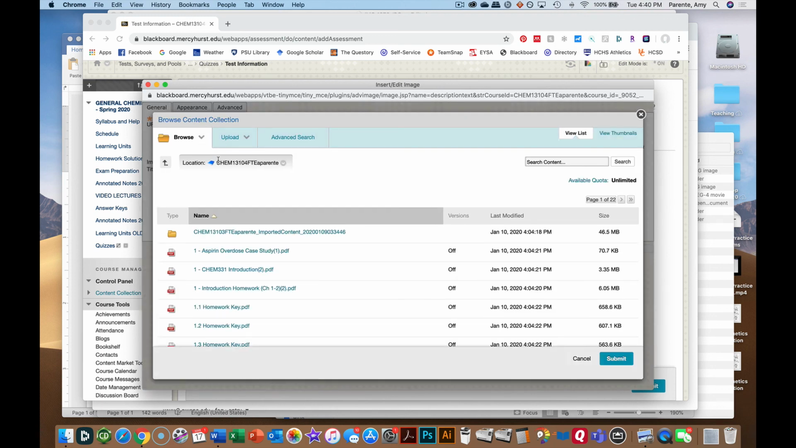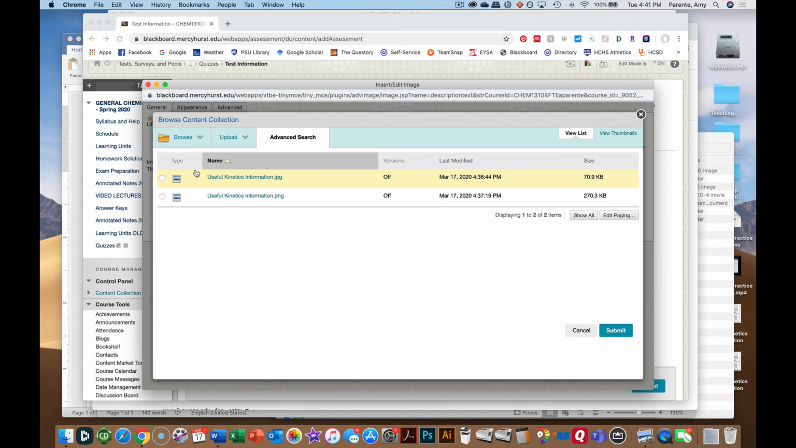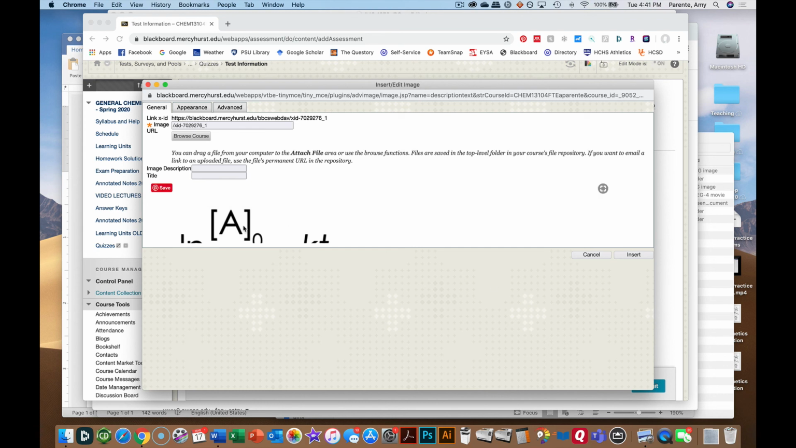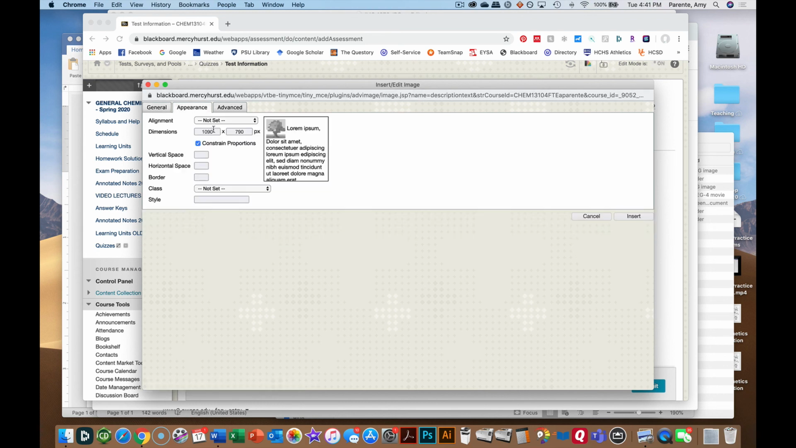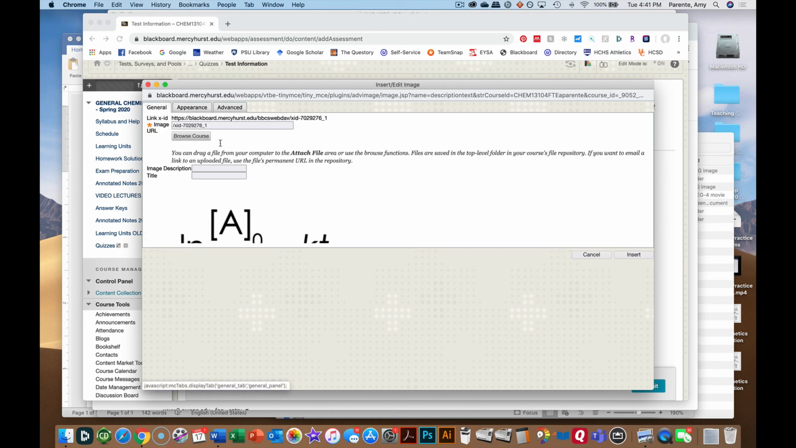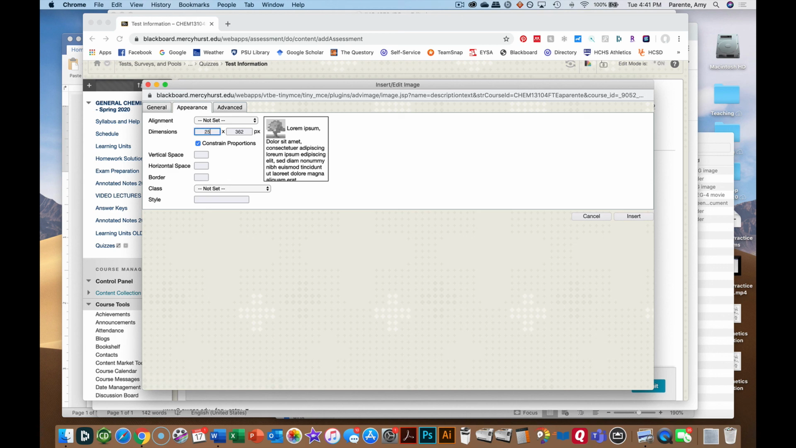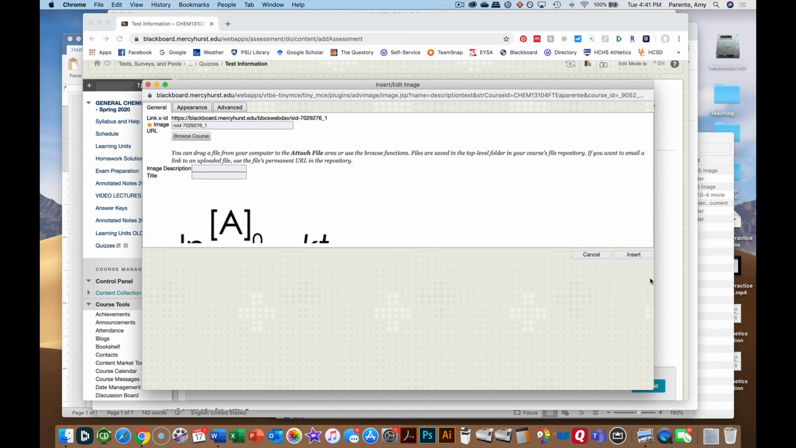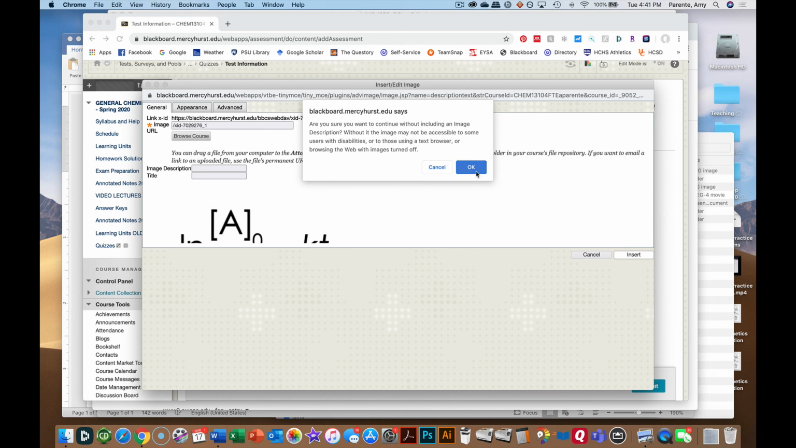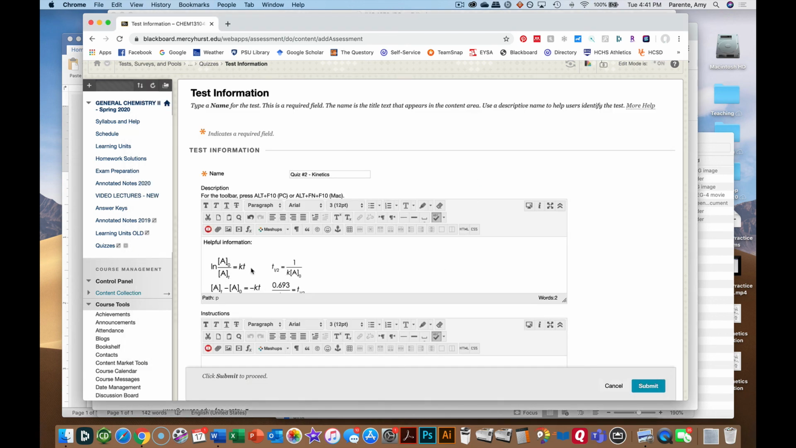I'm going to browse the course because it was a piece of information that I already uploaded as a JPEG file. So I'm going to say kinetics, and see what I can find here. There's the useful kinetics information. I'm going to put in this JPEG file here. I'm going to change it a little bit. It's quite large, so let's make this about 500, constrain the proportions. Let's see what that looks like now. Probably still a little bit too big, so let's make this 250. Much better. So we're going to insert this now, and it'll have that helpful information there for them when the quiz is available.